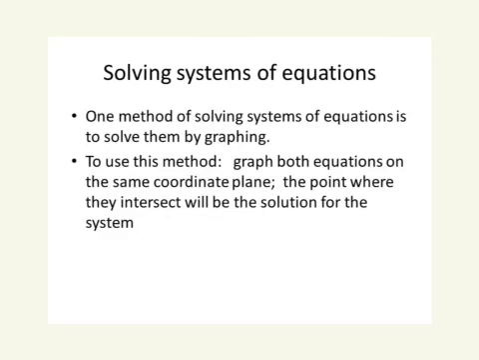Chapter 7, Section 1. Here in Chapter 7, Section 1, we're going to be solving systems of equations by the graphing method. There are three different methods that we will discuss here in Chapter 7. One method of solving systems of equations is to solve them by graphing. That's our first method. To use this method, you graph both equations on the same coordinate plane. The point where they intersect will be the solution for the system.